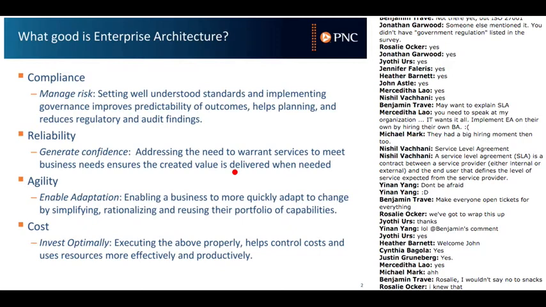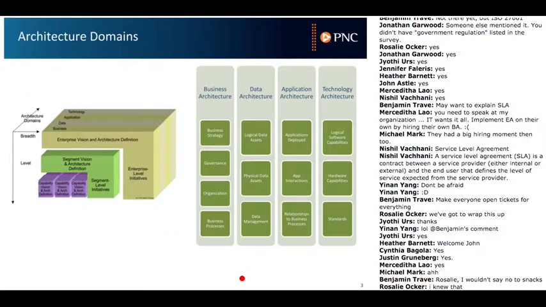Also, we're looking at reliability, generally looking at how we're warranting that services are really going to be there to meet the business needs and ensuring the value that is being sought after. From an agility perspective, we're looking at how we react or plan to take in change more quickly and adapt. And then finally, cost is always a key component, and the flip side of that being the revenue side as well.